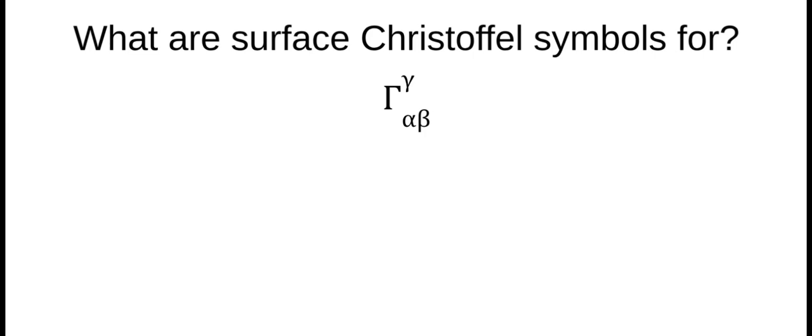What are surface Christoffel symbols for? I went through these derivations when I made the playlist on Gaussian curvature, and quite honestly, I never did understand what the big deal is here. It seems to me to be much ado about nothing. Let's look at it. I can gain some insight into it geometrically, but why it was stuck in there, I still don't know.